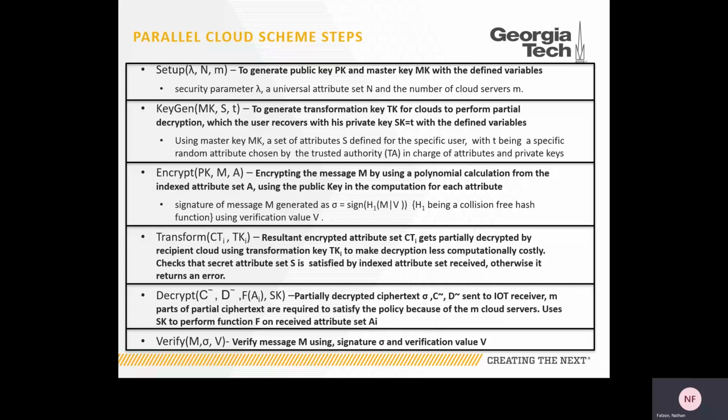The encryption procedure for the message M is done using a polynomial calculation from the attribute set defined for the parallel cloud scheme, using the public key in the computation for each attribute. The transformation procedure, which partially decrypts the attribute set to make decryption less computationally costly, is done whilst checking that the intended attribute set is satisfied by what is received. Finally, at the user device, the partially decrypted M ciphertexts are decrypted using the assigned private key and decrypt function, with the verification and signature value of the final message confirmed valid.